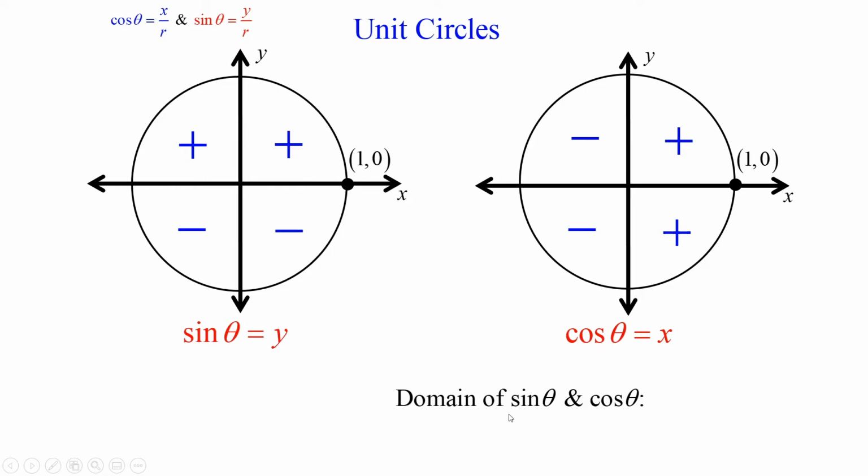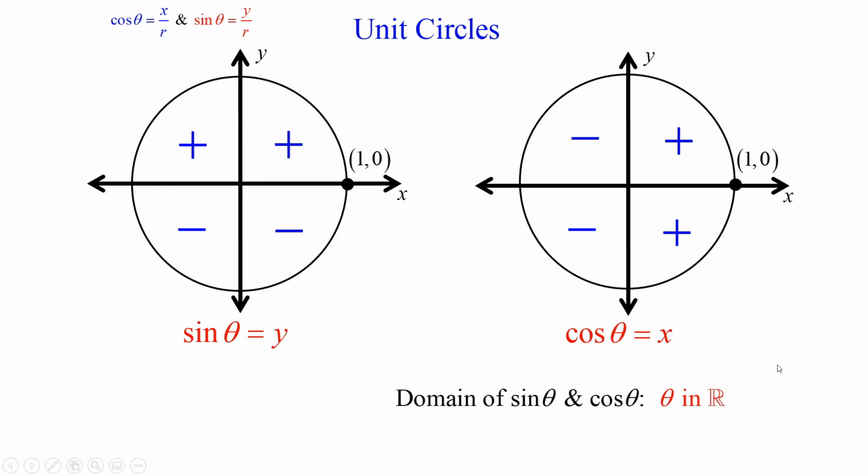Okay, the domain of sine and cosine. Well, what thetas can I use for sine and cosine? And can I just keep going around and around and my angle getting bigger and bigger and bigger? Yes. Could I also be going in a negative direction? Yes, I can. So the domain of sine and cosine would be all real numbers. Theta is in the set of real numbers.